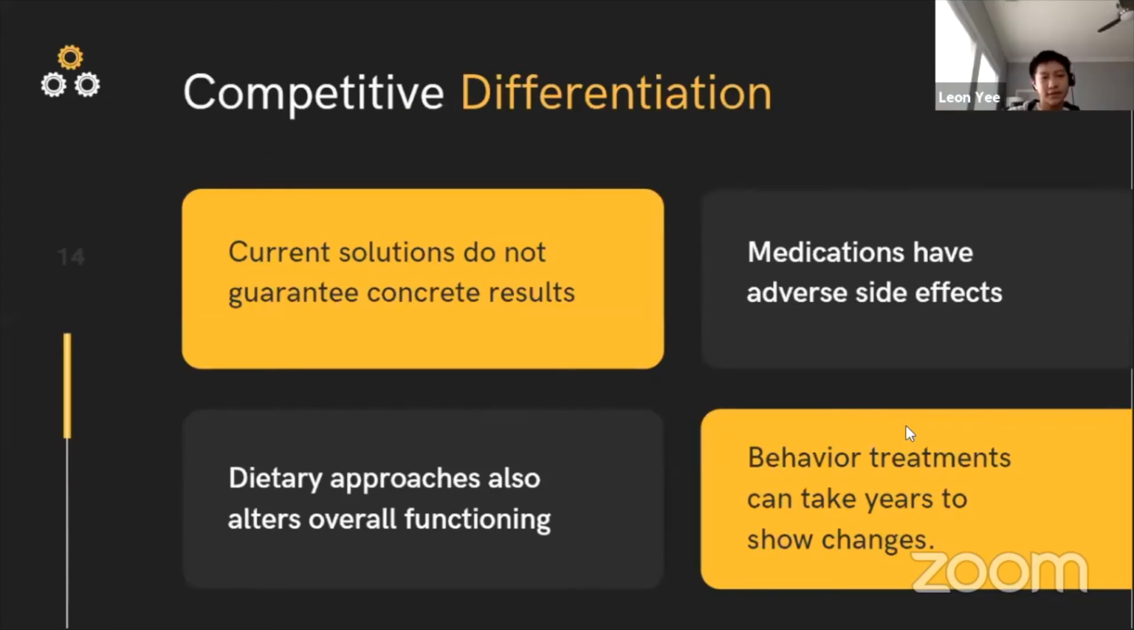As for now, current solutions cannot guarantee concrete results. And these solutions may take years to actually show results or even turn out to not work at all. For example, medications have been used, but also have a multitude of side effects, such as excessive sleep, irritation, and others. And dietary approaches are another solution, but alterations to someone's diet can cause a downfall in overall functioning.